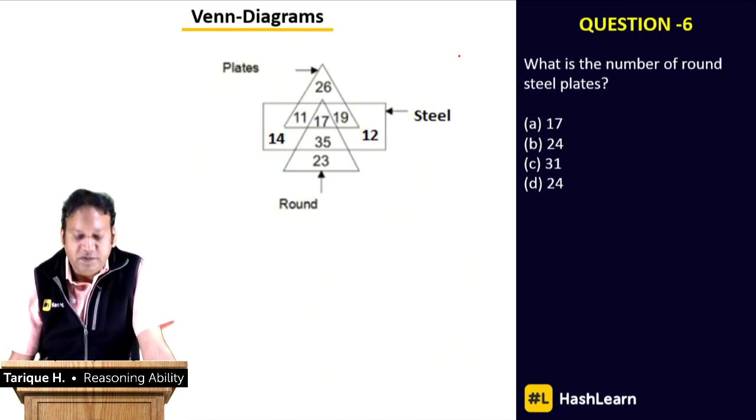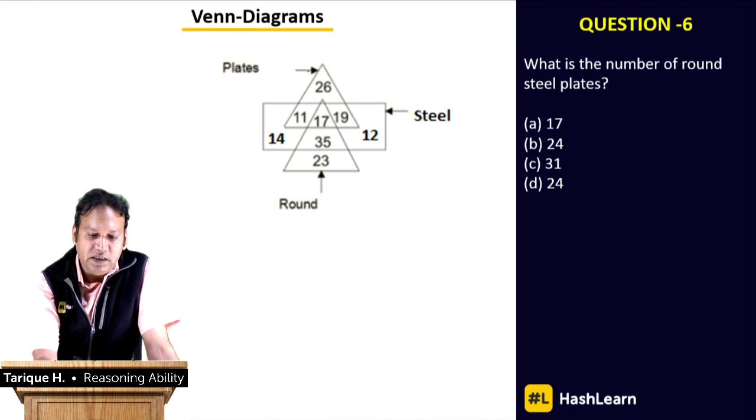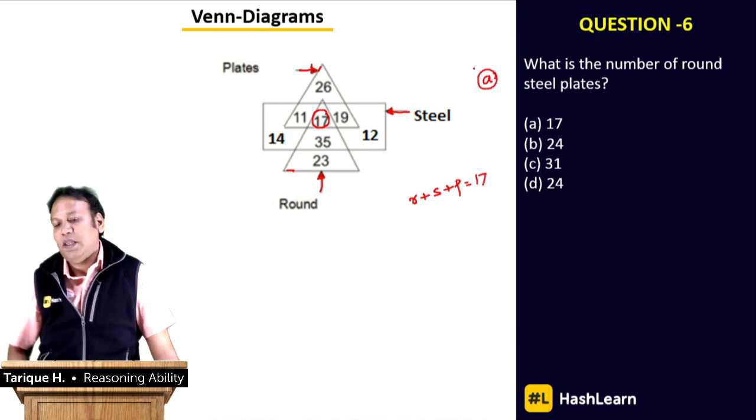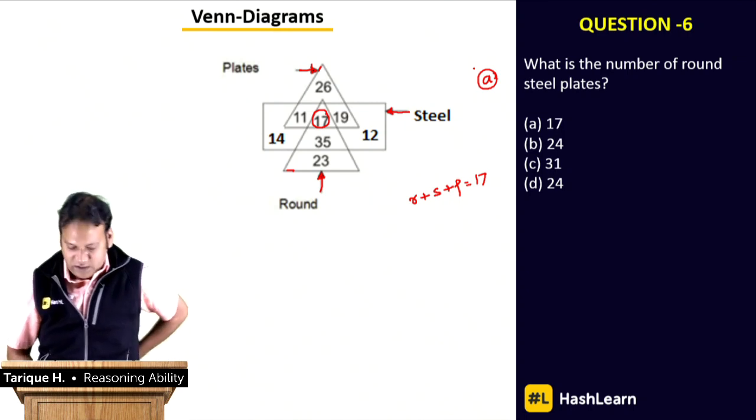Similar question number 6 here. We have two triangles, one representing the plates, one representing round plates, one representing steel. Okay. So what is the number of round steel plates? So it should be in all the three diagrams. It should be round plus steel plus plates. So it should be common to all the three figures. And the only number which is common to all the three figures is this number 17. It's in this triangle, as well as this triangle and the rectangle. So the answer is 17, and that is answer option A. What is the number of round steel plates?